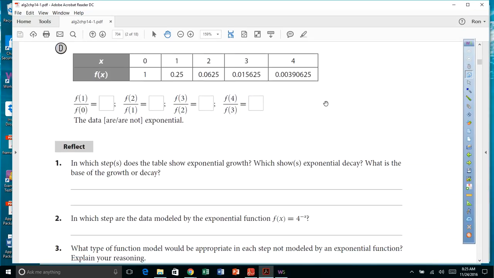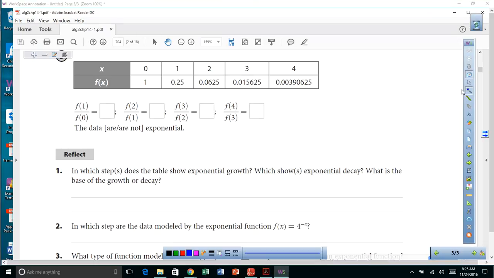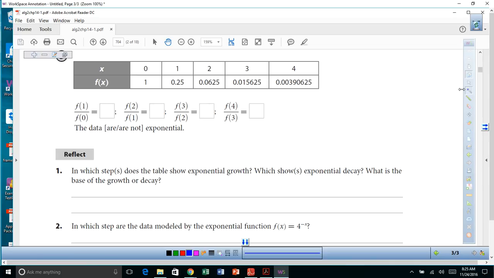All right. Let's try D. Okay. So 0.25 over 1, that's going to be 1/4. And then you got 0.0625 over 0.25. I put these in my calculator. That's going to be 1/4 as well. And so that's 1/4.